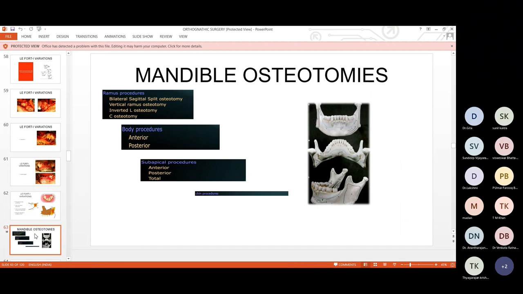So these are the mandibular osteotomies, which I will start with the bilateral sagittal split osteotomy, also called the BSSO. Then the vertical ramus, inverted L, and then body procedures or anterior and subapical procedures, followed by chin procedures.